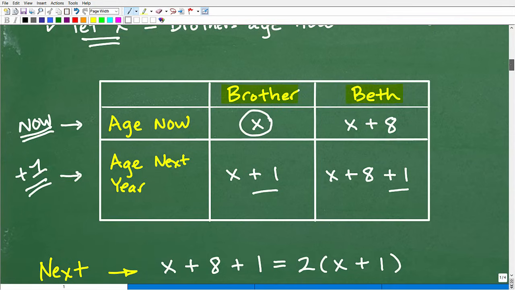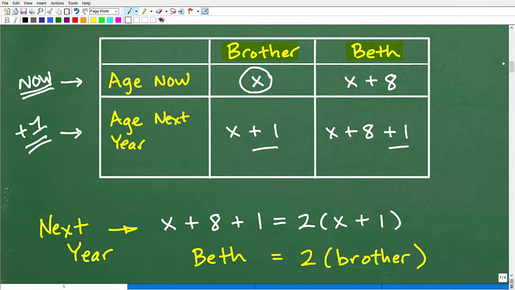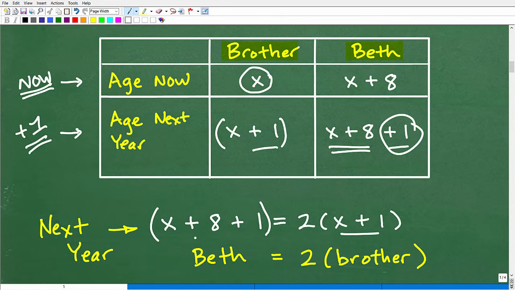So we can use this table here to build an equation. So next year, Beth, so here's Beth right here. Her age next year is going to be what? x plus 8 plus 1. We already determined that. So this is Beth next year, and her brother's age next year is going to be x plus 1. But whatever her age is, it's going to be twice her brother's age. So next year, her brother will be x plus 1, so whatever his age, we multiply by 2. That's what her age is going to be next year.